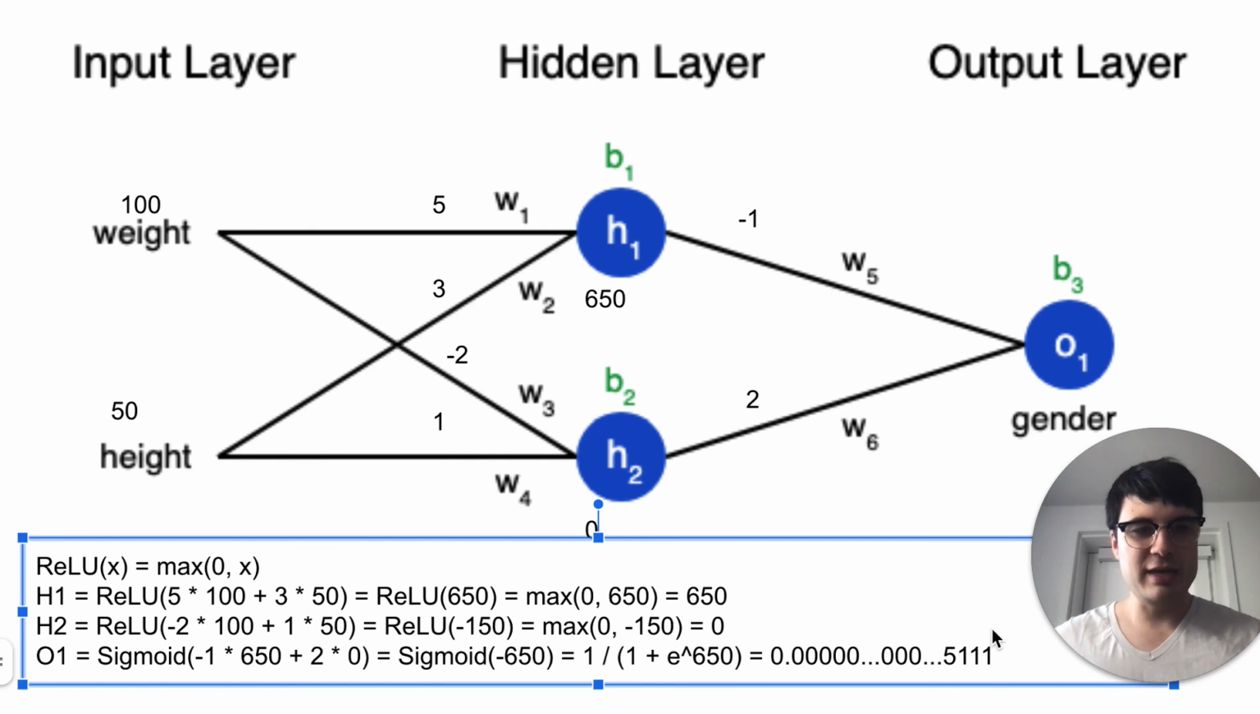And so that is how a neural network makes predictions. Again, this neural network was already trained before we started making predictions with it. So in the next video, we'll talk about the process of training a neural network.